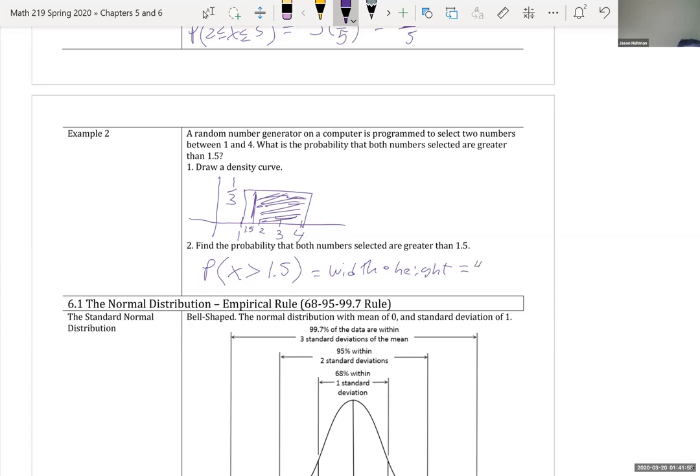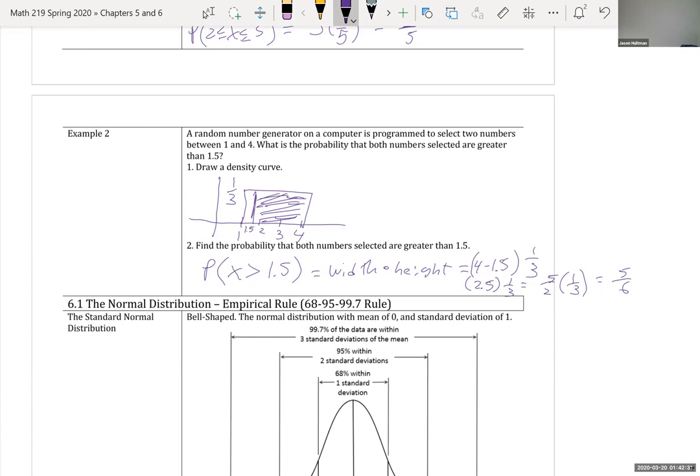Well, what's the width? The width is 4 minus 1.5, times the height. Well, what's the height? The height is 1/3. And so this is 2.5 times 1/3, which is equal to 5 halves times 1/3, which is equal to 5/6.